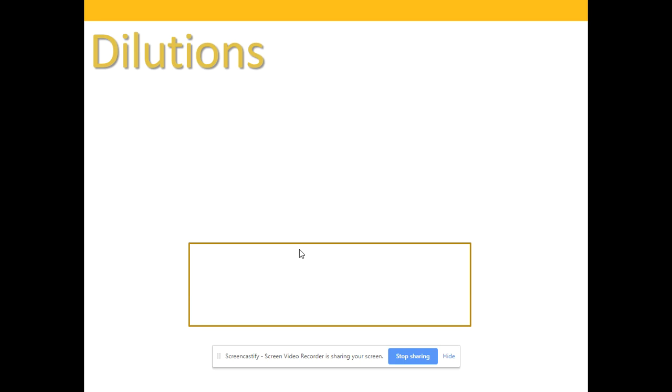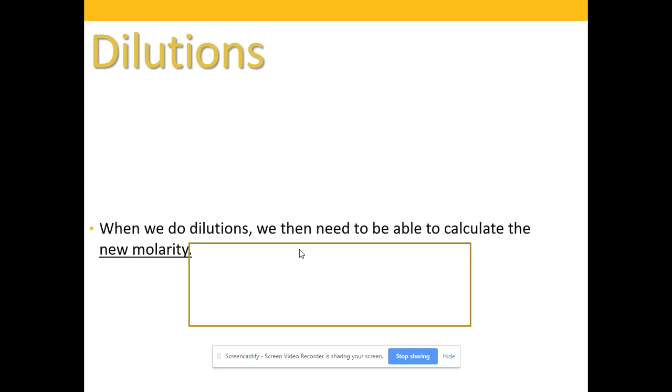Next topic that we discussed were dilutions. We use the example of lemonade with this. If you make lemonade on a hot summer day and it's just too lemony or too sweet, you can dilute it in order to lower the concentration of that bitter lemon or the sweet sugar.